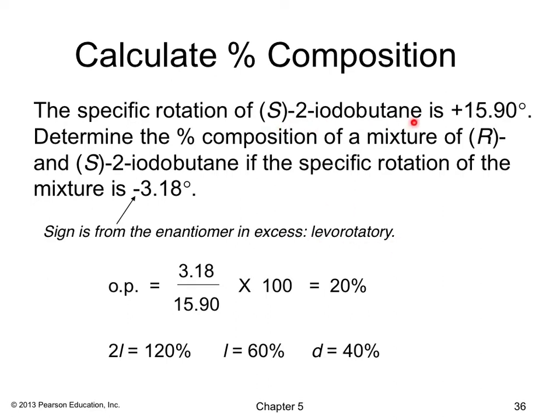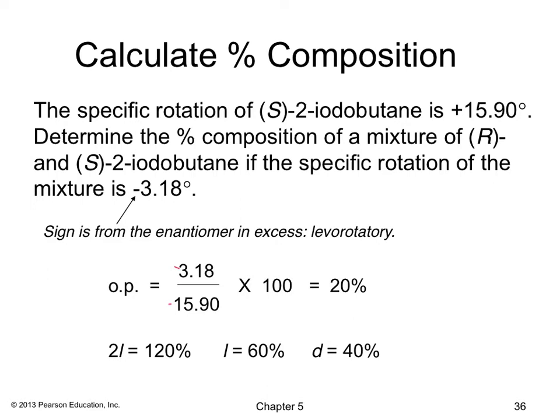So if you know what the S is, which is plus 15.9, that means the R is going to be minus 15.9. In order to determine the optical purity, you're going to take the minus signs. So there should be a minus and a minus in front of there. And when you divide those, it's going to be positive. So minus 3.18 divided by minus 15.9 times 100 is going to yield 20%.